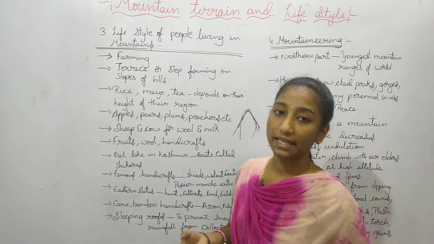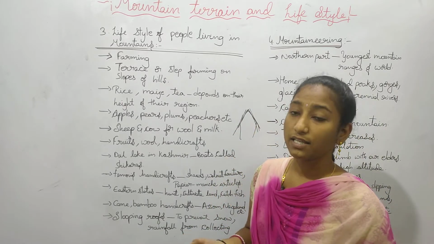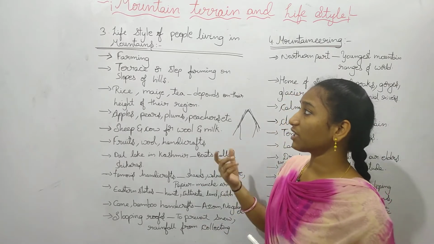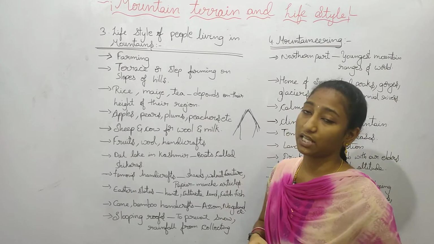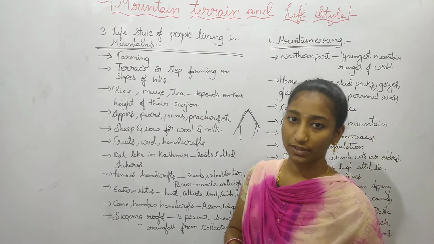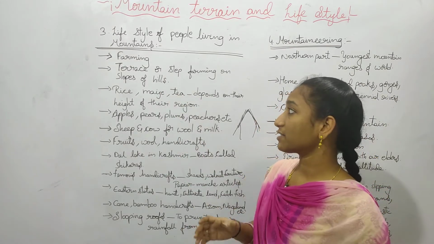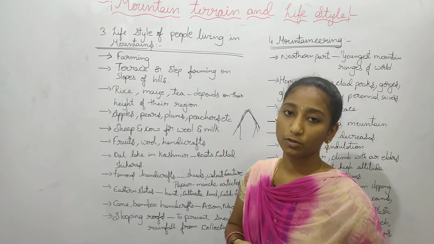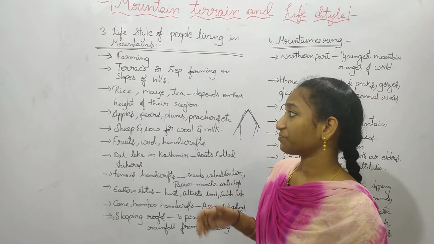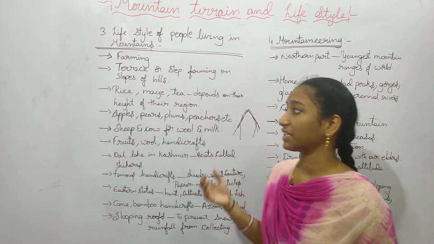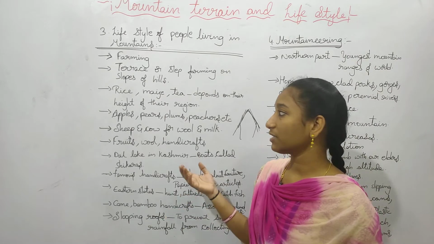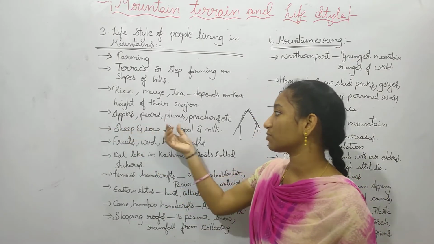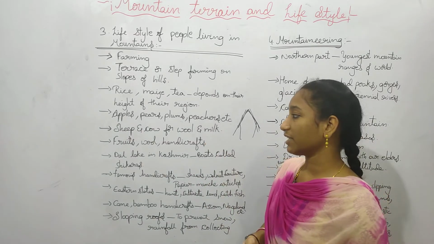And also some buildings made of bricks and cement we can see in the Himalayas. The third factor is the lifestyle of people living in the mountains. The main occupation in the mountains is farming, and terrace or step farming is done on the slopes of the hills. Rice, maize and tea are cultivated in the mountain regions, and orchards like apples, pears, plums and peaches are also cultivated there.